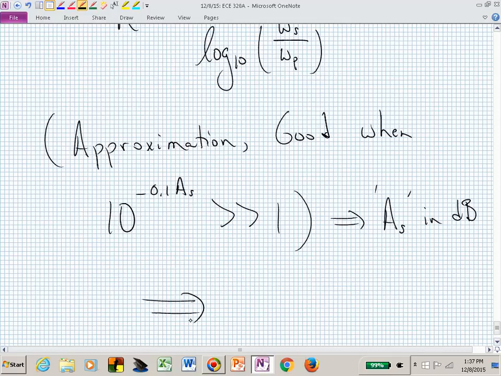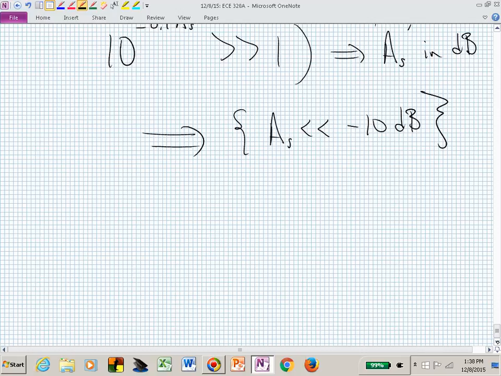And if we look at that, then much bigger is essentially saying that we want A sub S to be much less than minus 10 dB. And if somebody says, I want minus 12 dB down when we reach omega sub S, then you can use this approximation for finding the filter order. Let me draw what we mean.